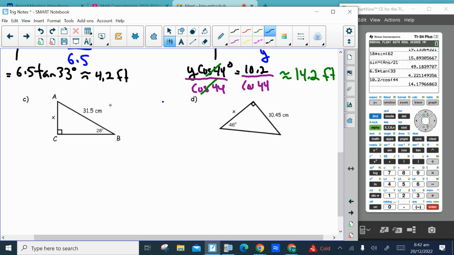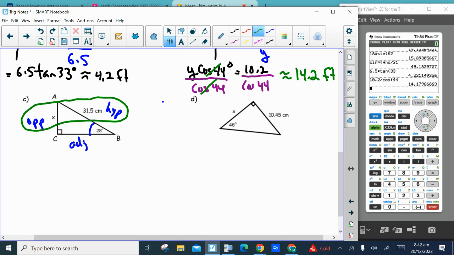The side across from the right angle is the hypotenuse. We're given the 28 degrees. We're going to use that. The side across from the angle you're working with, trying to find, is always the opposite. The third side is the adjacent side. In this case here, we're going to use the opposite and the hypotenuse.